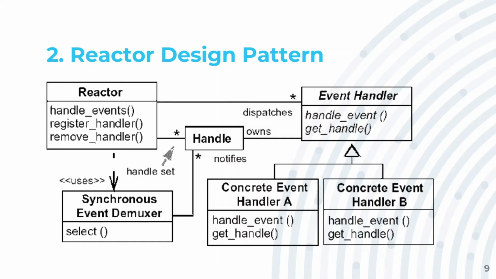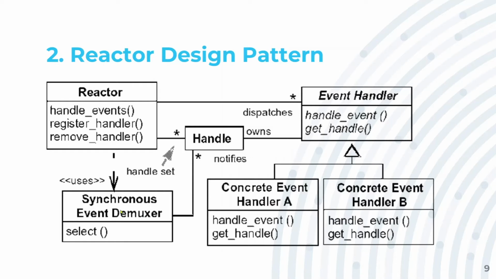This is a class diagram of the Reactor design pattern. The required event handling, or the things the server needs to do when receiving each event, are implemented as event handlers. And the reactor is the dispatching mechanism of the reactor pattern. In response to an event, it dispatches the corresponding event handler to the synchronous event demultiplexer.